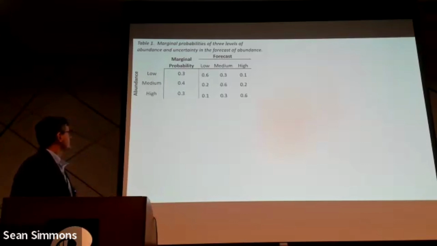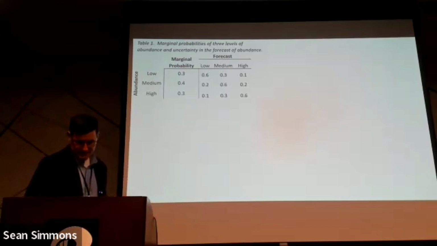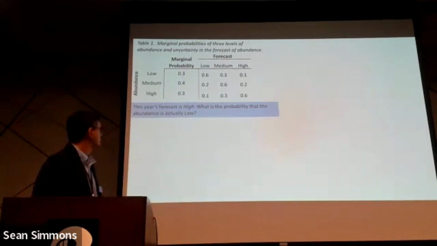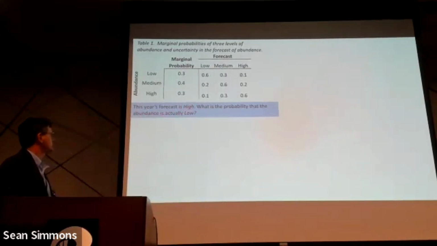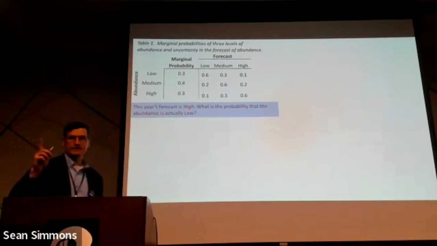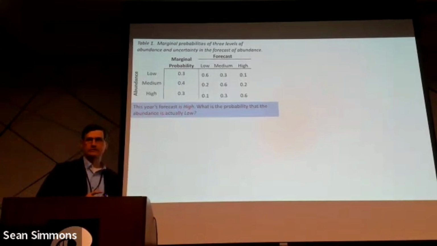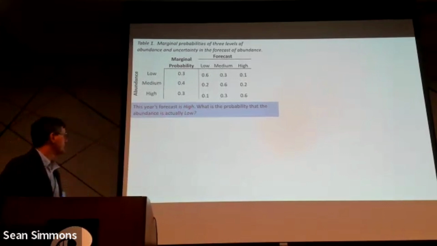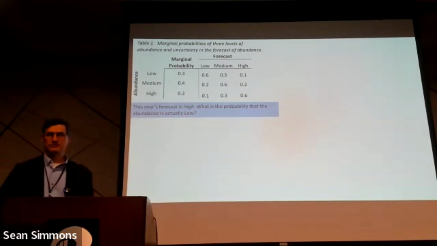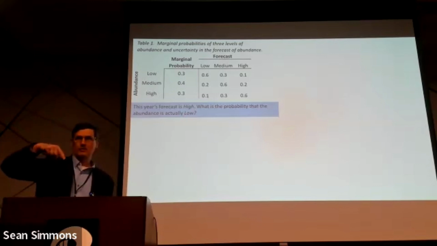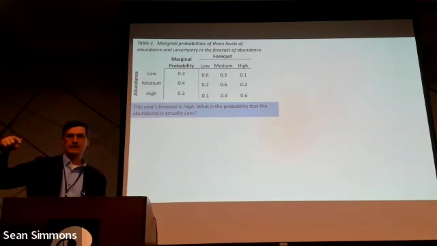So what if we get into this situation in which this year's forecast comes out high, and now you're a decision maker. You're going to decide something about what kind of harvest level you need to implement. So you're going to want to know, the forecast came out high, what's the probability that the actual abundance is going to be low?